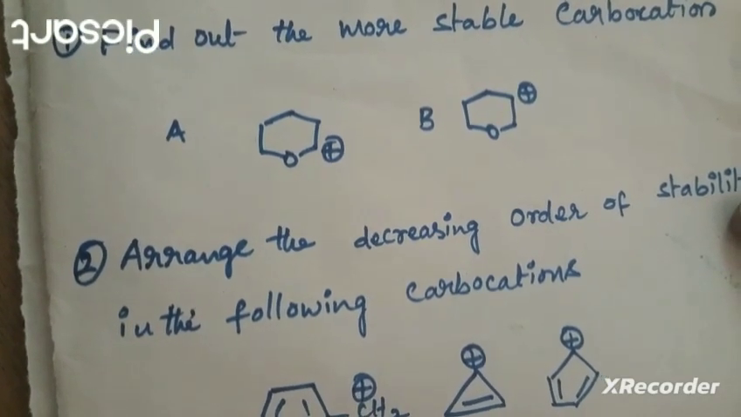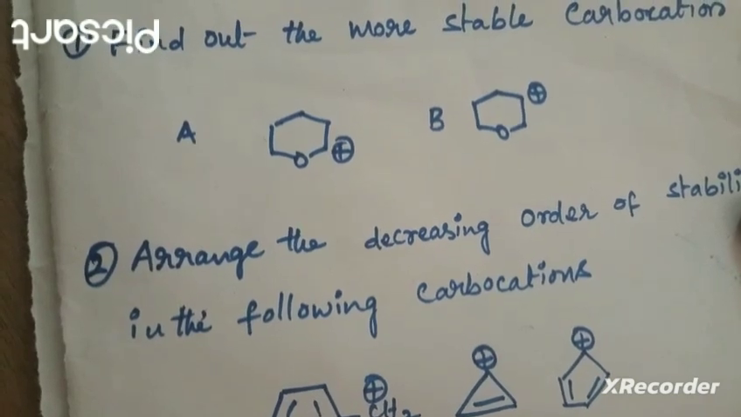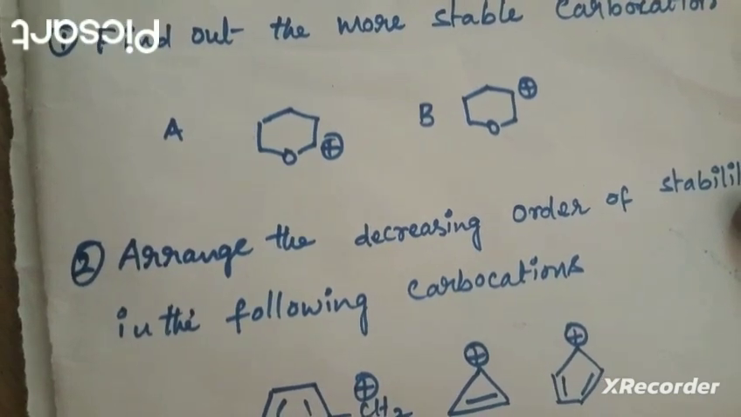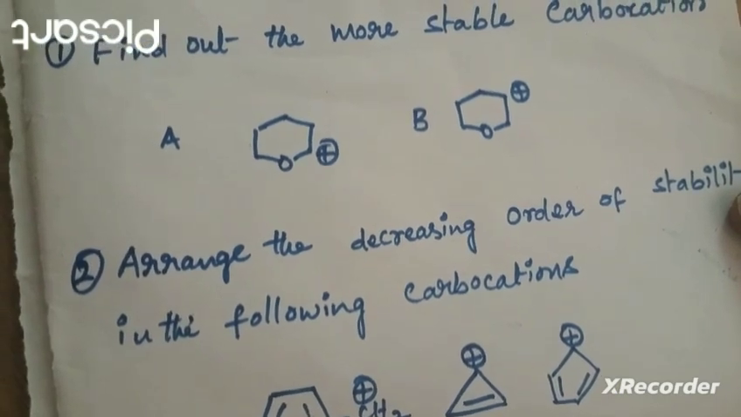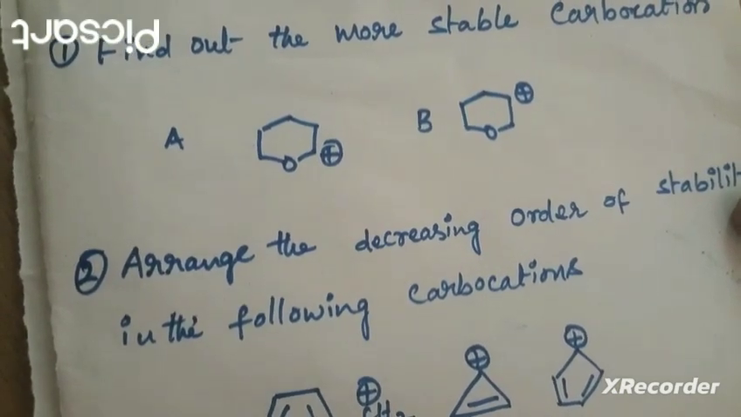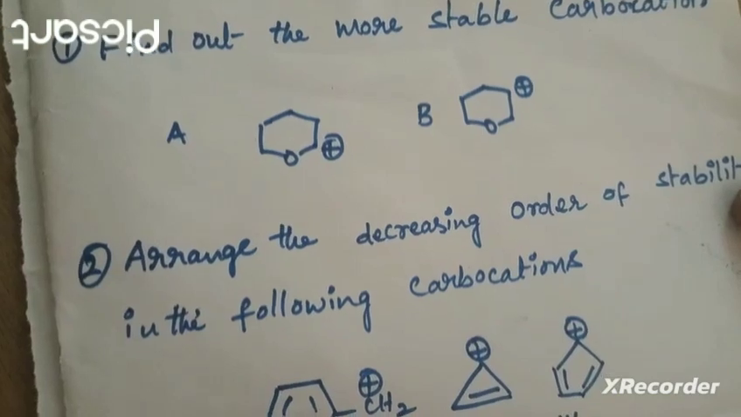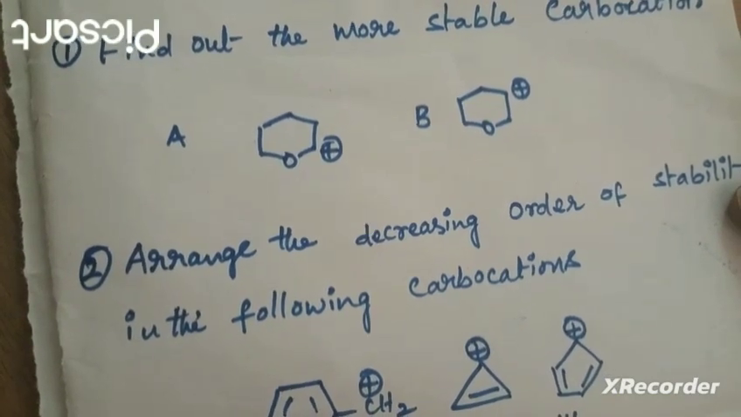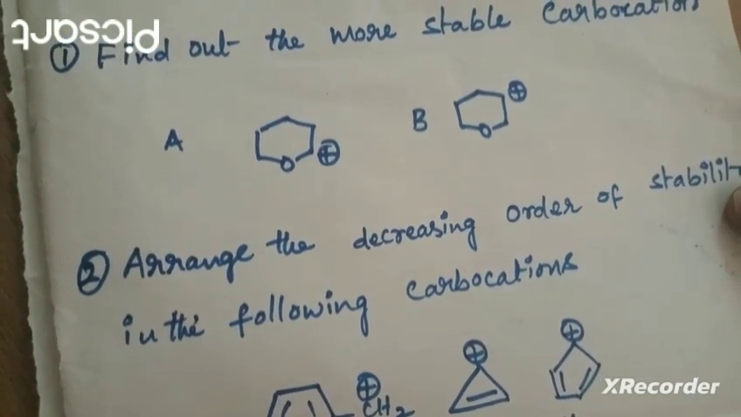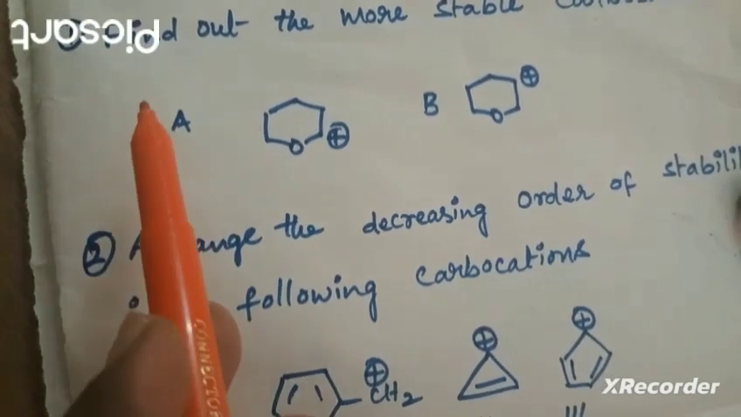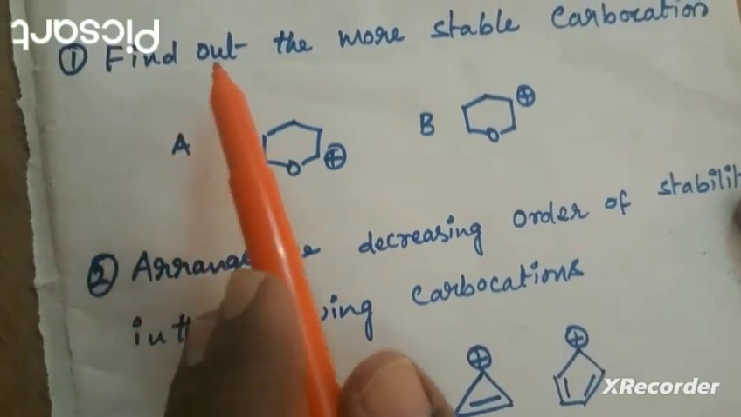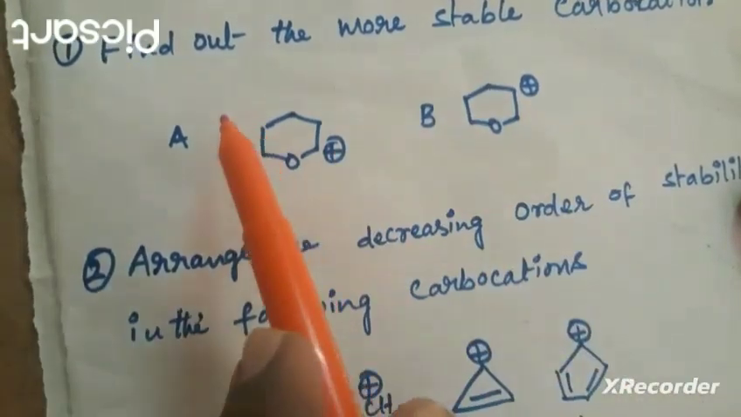In the last video we discussed some questions. I expected some of the answers from a few of the students, but unfortunately there were no answers. Anyhow, today I am going to reveal the answers. Just listen carefully. The first question is: find out the more stable carbocation.